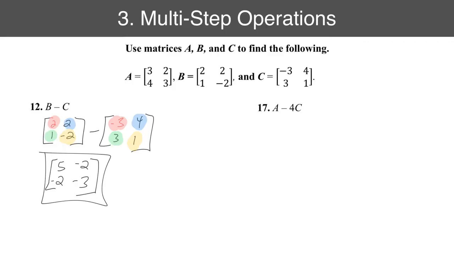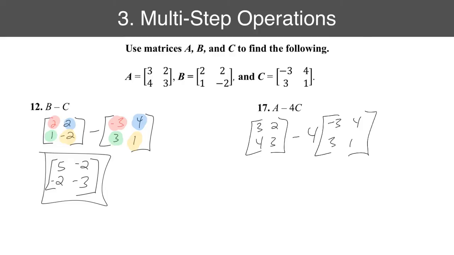All right, next up we have A minus 4 times C. So we want to multiply C times 4 and then subtract that from A. Let's write that out and see what it looks like. First A, which would be 3, 2, 4, 3. And then subtract 4 times C, which is negative 3, 4, 3, and 1.